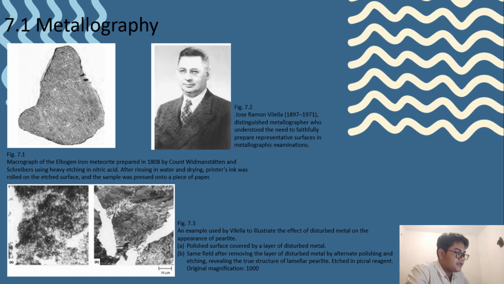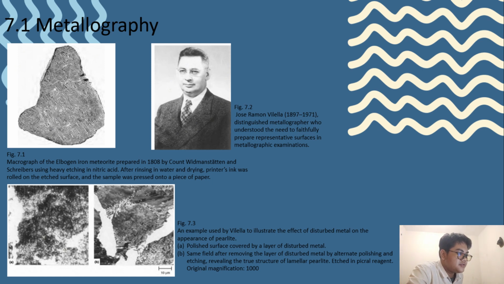For the first figure, we have Figure 7.1, the micrograph of the Elbogen iron meteorite prepared in 1808 by Count Widmanstätten and Schreibers using heavy etchant and nitric acid. After rinsing in water and drying, printer's ink was rolled on the etched surface and the sample was pressed into a piece of paper.